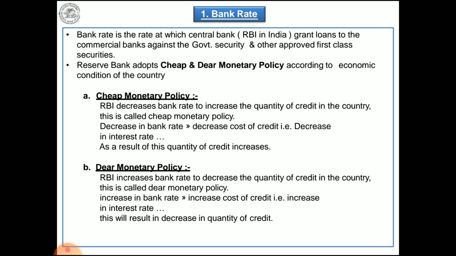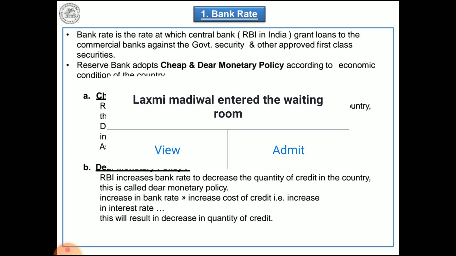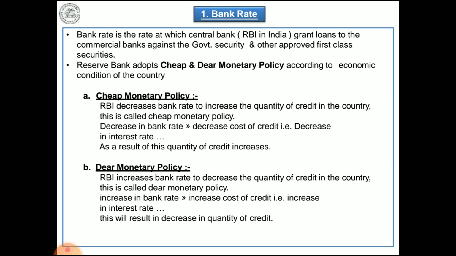That means RBI can grant more loans to the commercial banks. So commercial banks can get enough funds. A decrease in the bank rate decreases the cost of credit. If there is a decrease in the bank rate, what happens finally? A decrease in the cost of credit will happen. And if there is a decrease in the cost of credit, finally a decrease in the interest rate, right? RBI will grant a loan to commercial banks, and commercial banks will decrease the interest rate which they give to the customers. Ultimately the interest rate will get decreased.